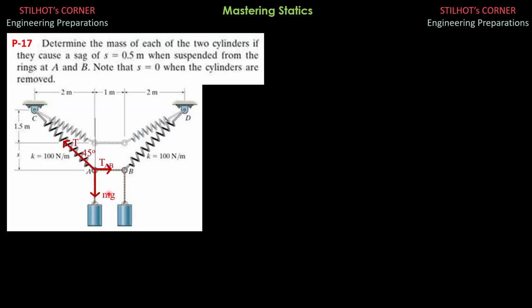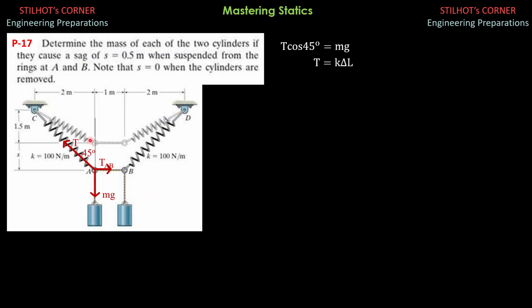And to solve for mg, we set up the equation summation forces y at A. So T cosine 45 degrees is equal to mg. Then to solve for T, it is spring constant 100 times change in length delta L. Delta L is the final length of the spring minus the unstretched length of the spring. That happens when the cylinders are removed. So this is the position.